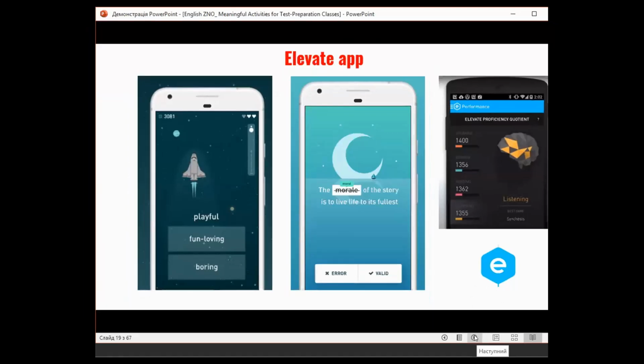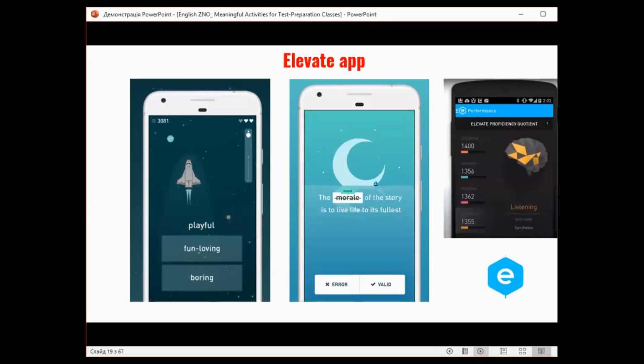Okay, I see somebody wrote that they use it for themselves. Okay, Helen, nice. Yeah, I hope you enjoy. I really enjoy this app myself.